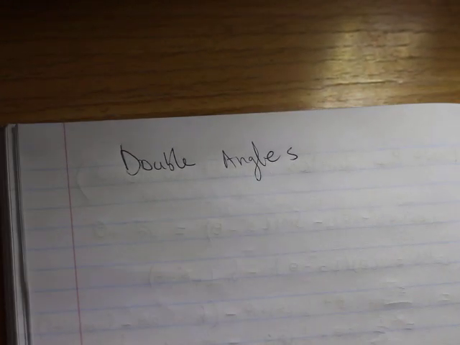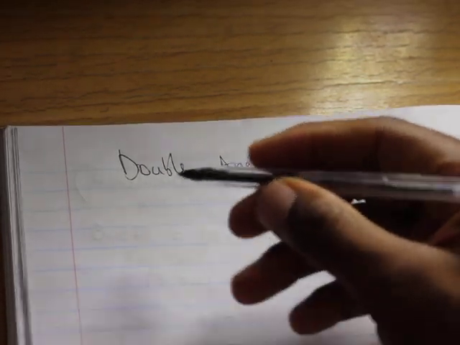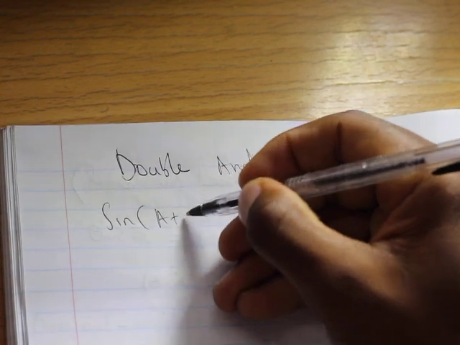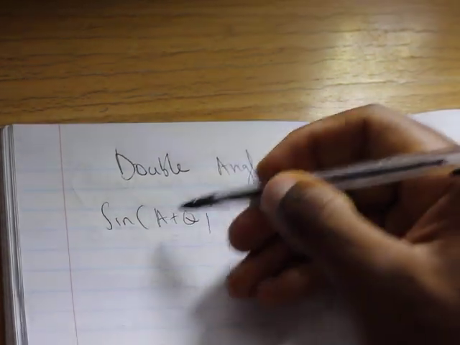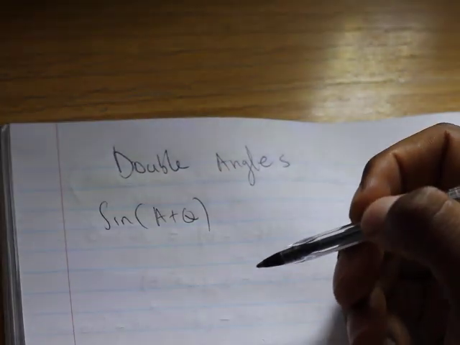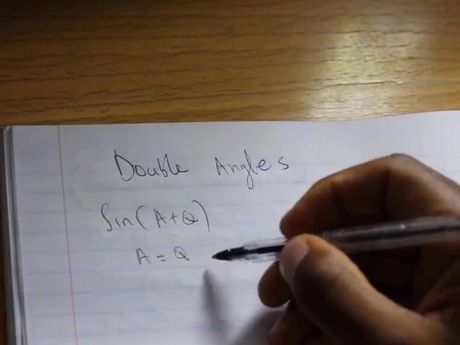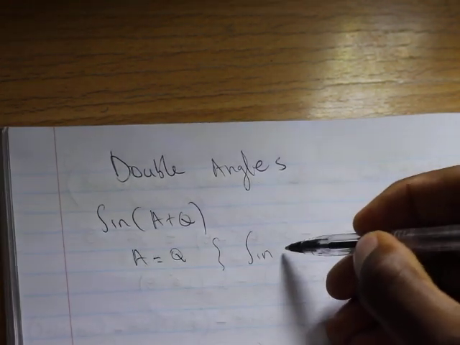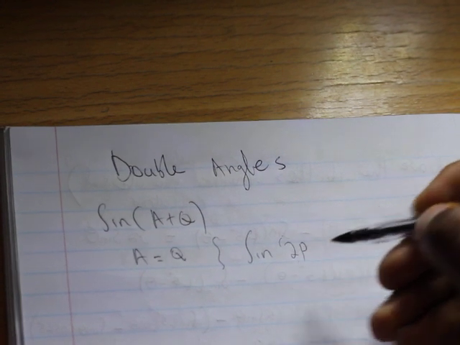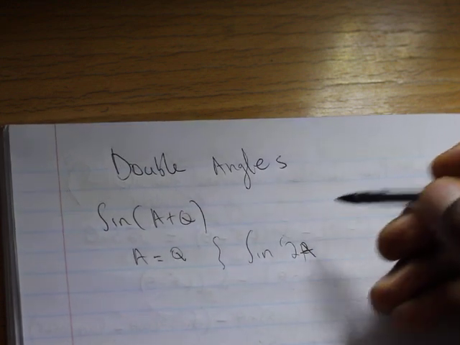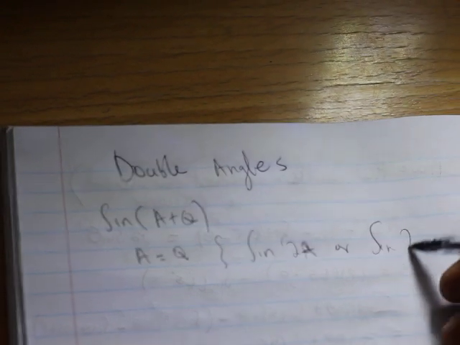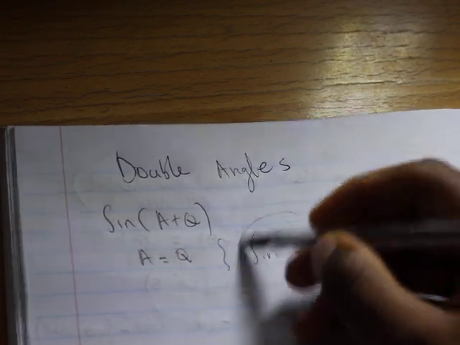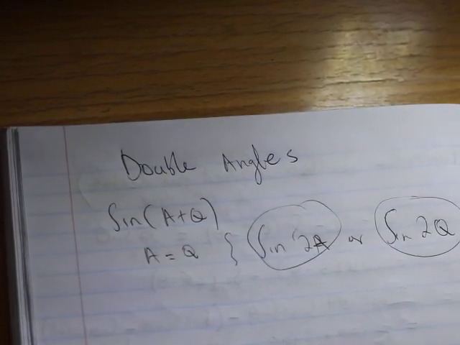Okay. Double angles, that is a special case. It's a special case of what? Of compound angle identities. Remember what I said? With a compound angle, sine of A plus Q, the assumption is that A and Q are not the same. But as soon as you say A is equal to Q, then we've got a special case, the double angle, so we're going to have either sine of 2A, or sine of 2Q. So this is a double angle, okay? It happens when the two angles are identical.